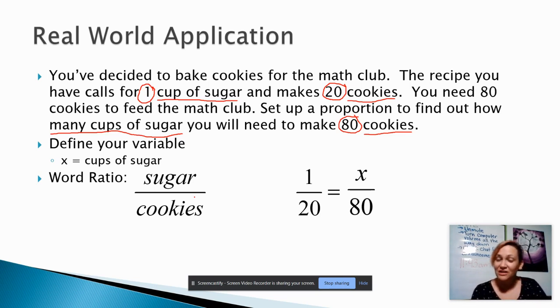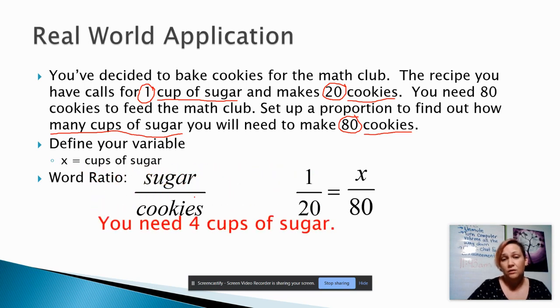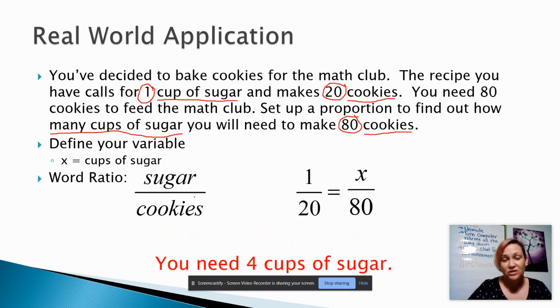I'm going to let you cross multiply on your own. And then make sure for your final answer that you're referring back to the original question. This problem says, how many cups of sugar do you need? And so when we solve for x, we say we need 4 cups of sugar. So your final answer should be a sentence.